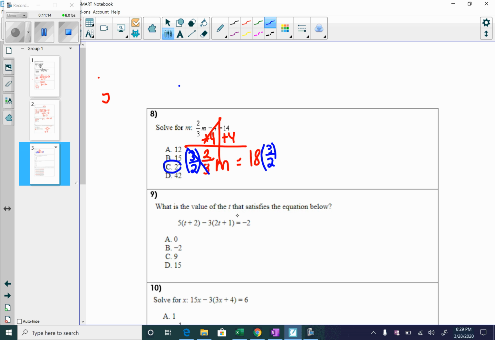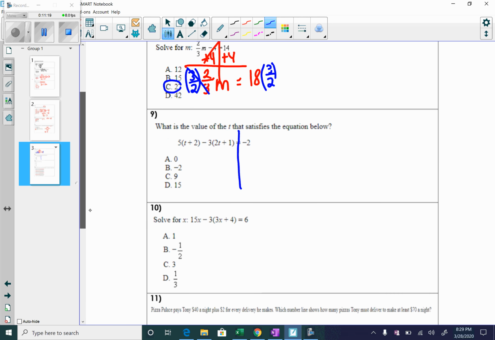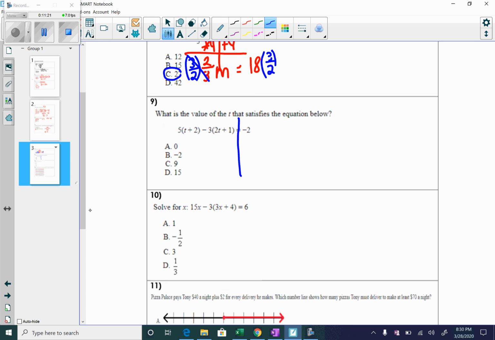Let's take a look at number 9, a little bit more complicated of an equation. I'm going to have to distribute first. Actually, I'm going to have to distribute twice. So I'm going to start with distributing the 5, and that's going to give me 5t plus 10. Okay, so here's where you have to be careful. You're distributing -3. So that gives me -6t minus 3.